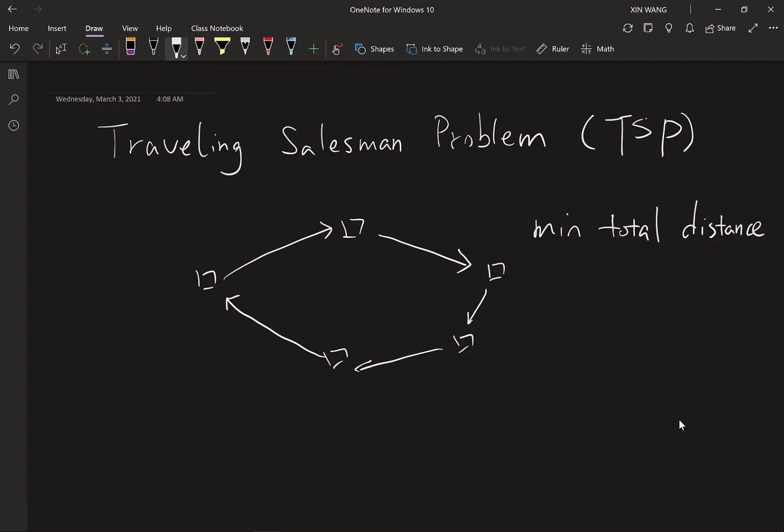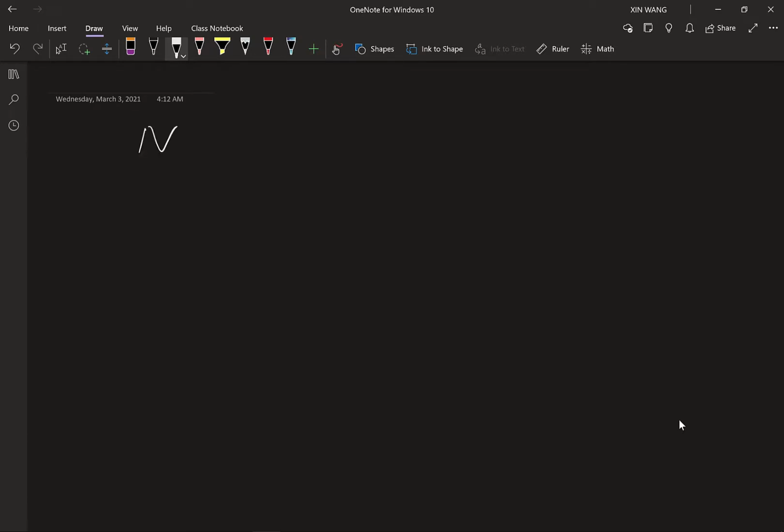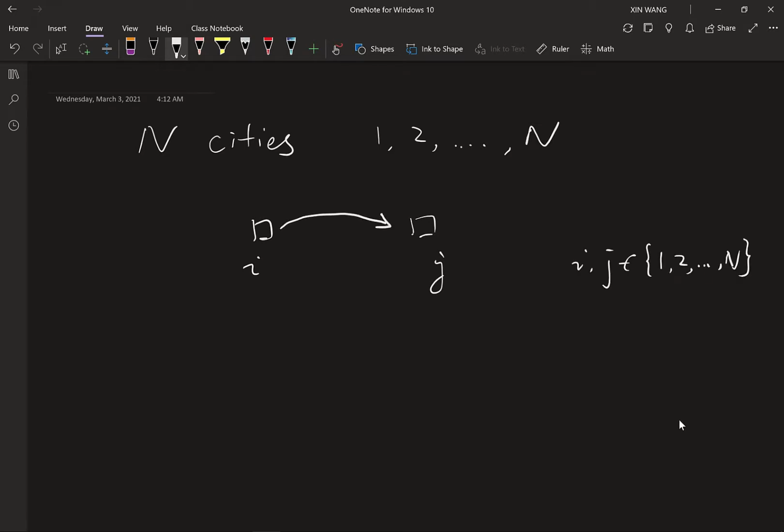So typically, how should we model this type of problem? We will introduce mixed integer programming, and some notation. Let's say we have n cities, with indices from 1 to n. Between any pair of cities, for example city i to city j, both belonging to 1 to n, we can find the distance from city i to city j. This is our parameter called c_ij.